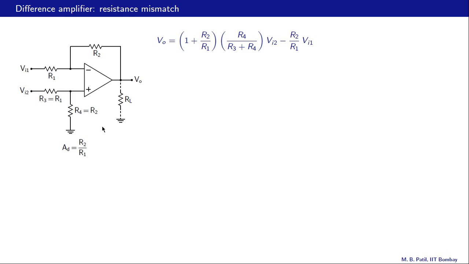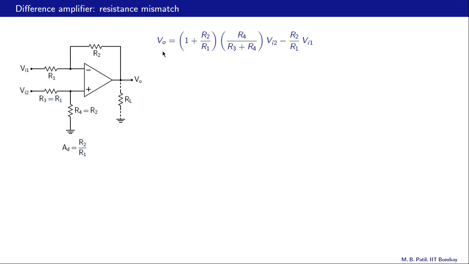Let us now consider the general case in which all of these resistance values are allowed to be inaccurate. We will continue to take R3 to be nominally equal to R1 and R4 to be nominally equal to R2. So let us begin again with our expression for VO and see what happens if we allow all of these resistance values to be inaccurate.